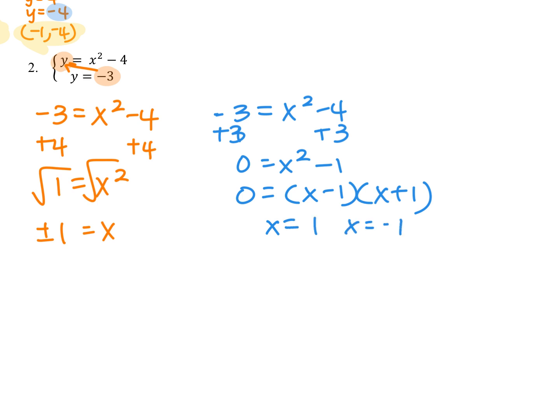Now, once I'm here, stick with me. Once I'm here, what is my y value? Look at the system. Negative 3. So do I need to plug anything back in? No. It's just 1, negative 3, and negative 1, negative 3. Yes? Good job.